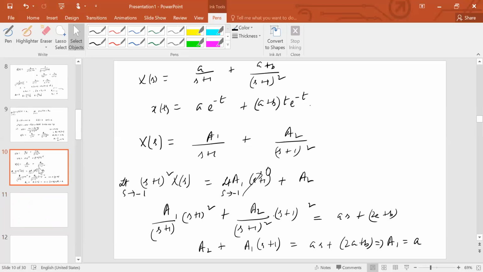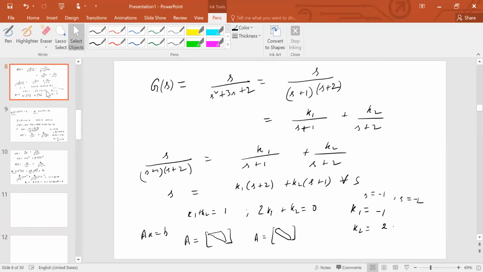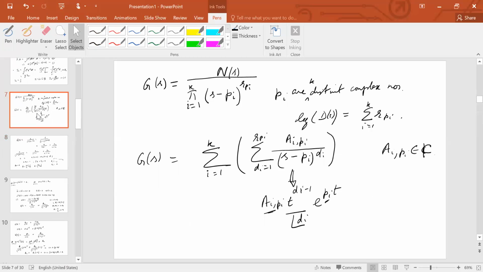The idea is whenever you have a pole that's repeated, let's say di times, like in this expression here, just cross multiply by s minus pi to the power di. Okay, so by cross multiplying by s minus pi to the power di and applying the limit s tends to pi, you'll be able to solve for one of the coefficients. For the remaining coefficients, you just keep differentiating successively. So you differentiate once, you'll get the coefficient for 1 over s minus pi to the power di minus 1. If you differentiate twice, you'll get the coefficient for 1 over s minus pi to the power di minus 2, so on and so forth.